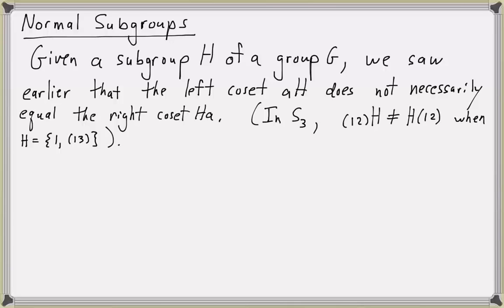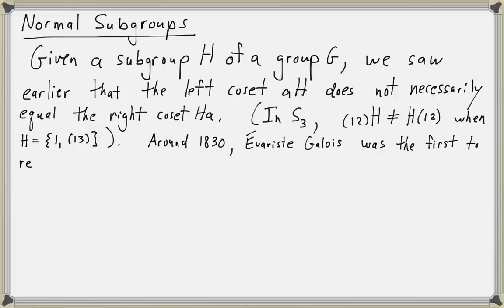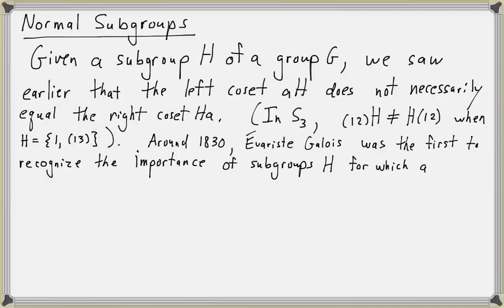So there are certain subgroups for which the left coset AH will always equal the right coset HA, and it was almost 200 years ago, around 1830, that a mathematician named Évariste Galois first recognized the importance of subgroups that have this property, that the left coset AH will equal the right coset HA for all A in the group G.